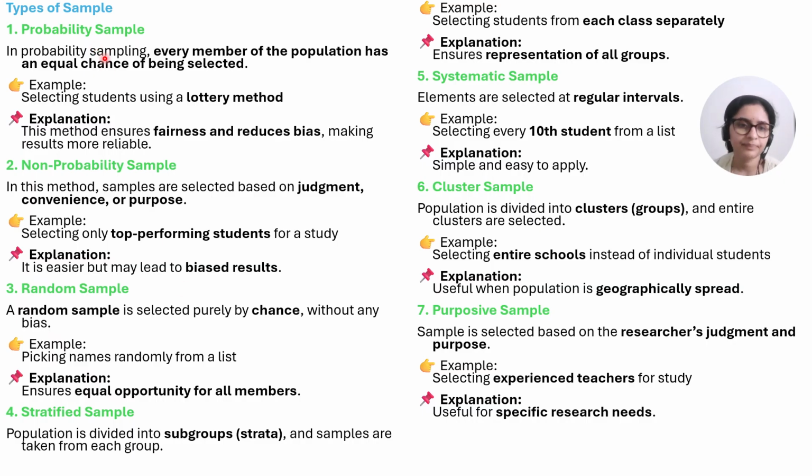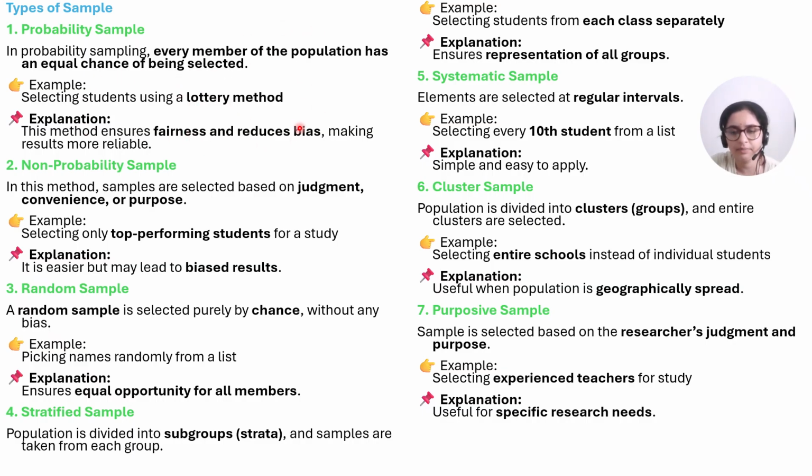Types of sample: probability sample, non-probability sample, random sample, stratified sample, systematic sample, cluster sample, and purposive sample. Probability sampling is when every member of the population has an equal chance of being selected. That is, we have learned in mathematics, right? What is probability? Chance. So every group member has an equal probability of being selected. That is probability sample.